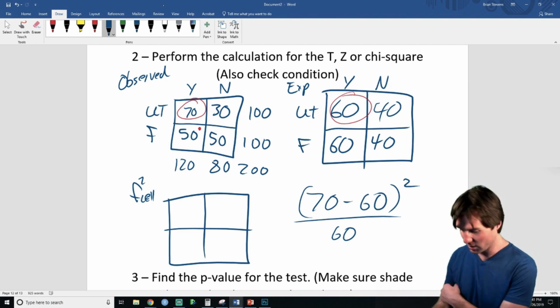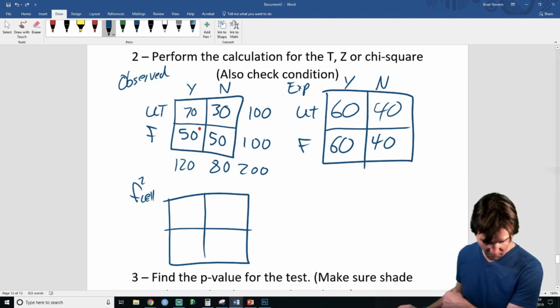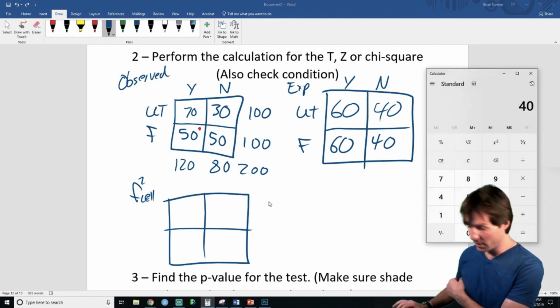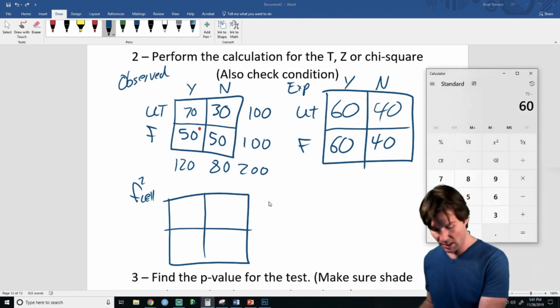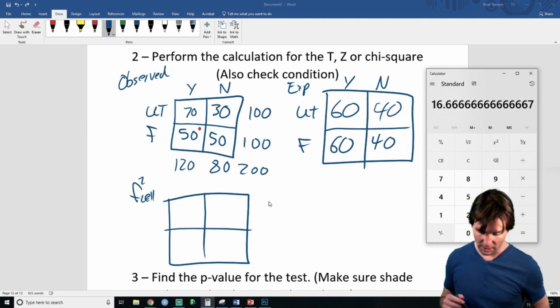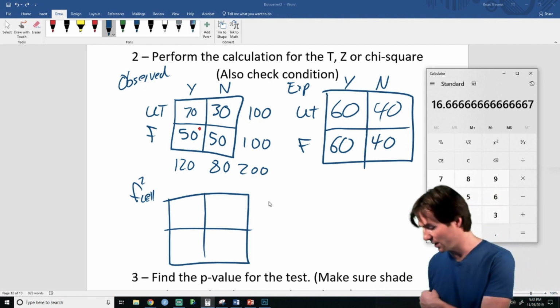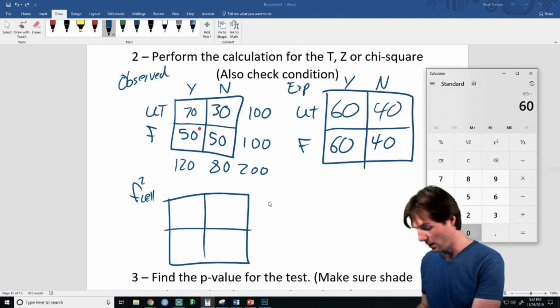But in that cell, let's erase all the mathematics we drew out. What are we going to get for the first cell chi-squared? If you notice, it's 70 minus 60. We're going to square that, so we get 100. And then we're going to divide that by 60. And the first cell chi-squared is 16.666. Did I do that right? No, I think I made an error. I typed 6. Because I was thinking that's not what it should be.